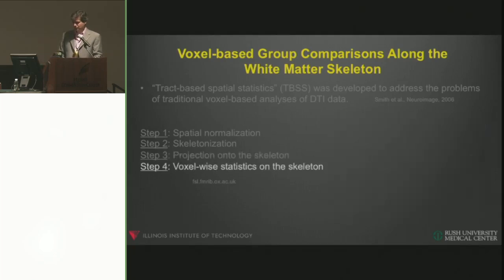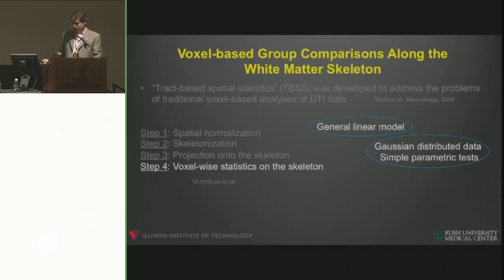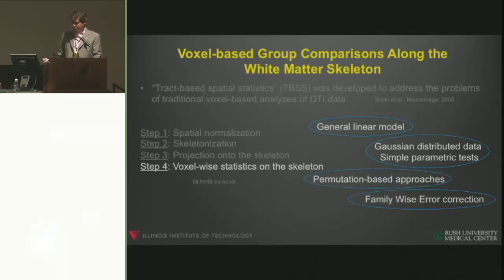And then in the end, after you have all your data on the skeleton, you perform statistics like you would in a voxel-wise analysis. You can use a general linear model. Because your data after the skeletonization part are Gaussian distributed, you can use simple parametric tests. Or if you want to avoid those, you can use your permutation-based approaches. You can do your family-wise error correction.